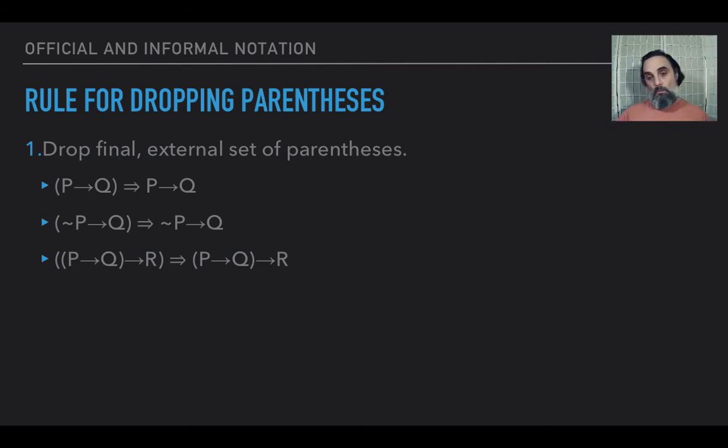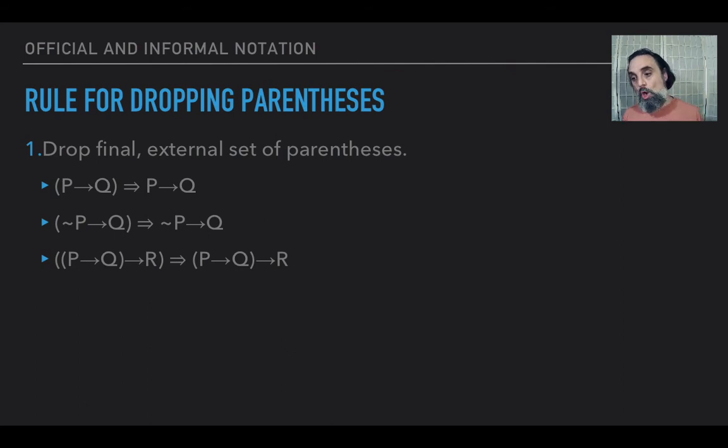So once you're done building a sentence, you can say, okay, if my sentence is just the conditional P arrow Q with parentheses around the outside of it, then I can drop those parentheses, if I'm done and that's the whole sentence. Or if my whole sentence is negation P arrow Q with parentheses, if that's the whole thing, then I can drop the parentheses around the whole thing and I just have negation P arrow Q. Or if it's parenthesis, P arrow Q, parenthesis, arrow R, parenthesis, I can drop the parentheses around the whole thing. So once you have the whole thing, you can drop the outside ones, because as it turns out, we don't need those.